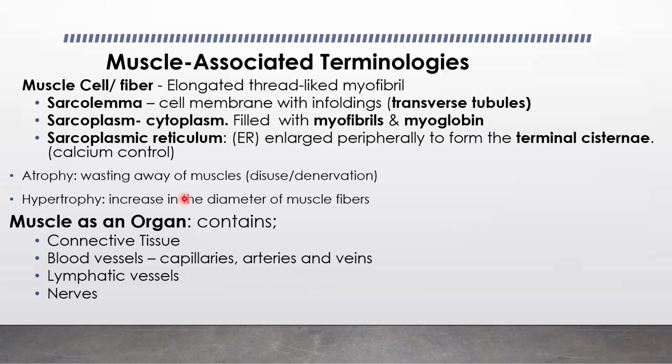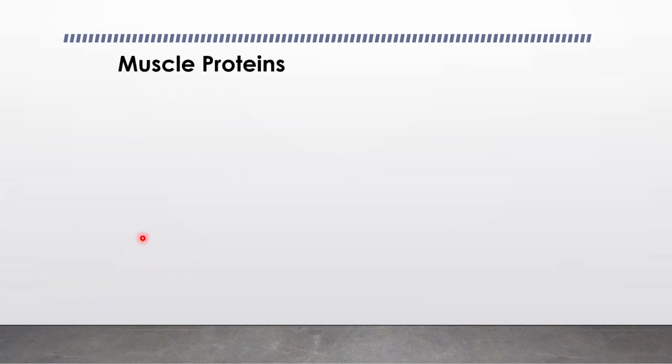Then muscle as an organ. Remember the criteria for any organ to be considered an organ: first of all, it needs to have a connective tissue covering it. It also needs to have blood vessels in terms of arteries and veins, and it needs to have innervation. So a muscle as an organ contains connective tissue covering it. It also contains blood vessels in terms of capillaries, arteries, and veins. It also contains fatty vessels, and then it will finally have nerves for activation. We'll talk about how skeletal muscles are voluntary and cardiac muscles are involuntary. We'll see that in a few minutes. But remember, the connective tissue at this point is dense connective tissue.